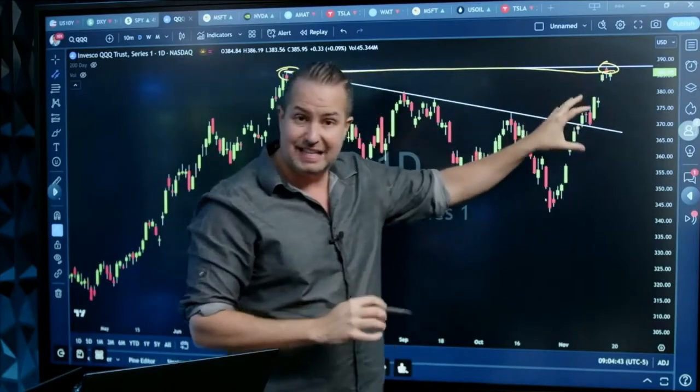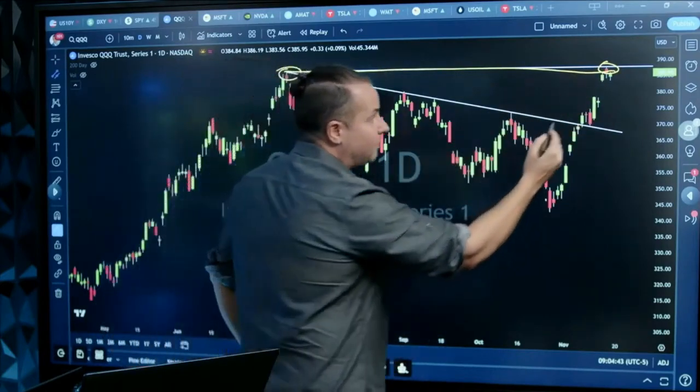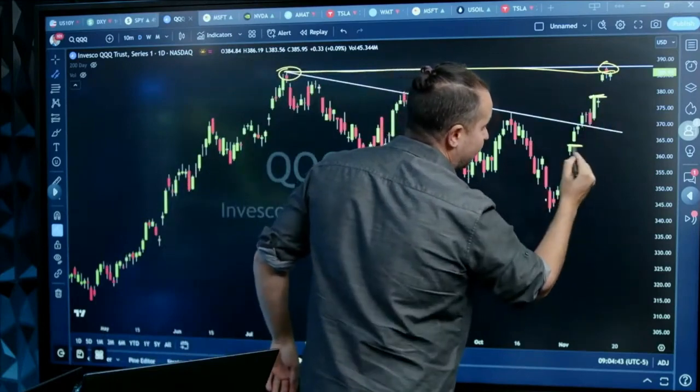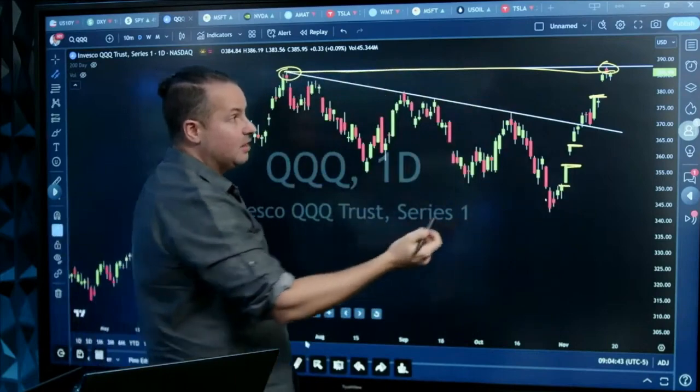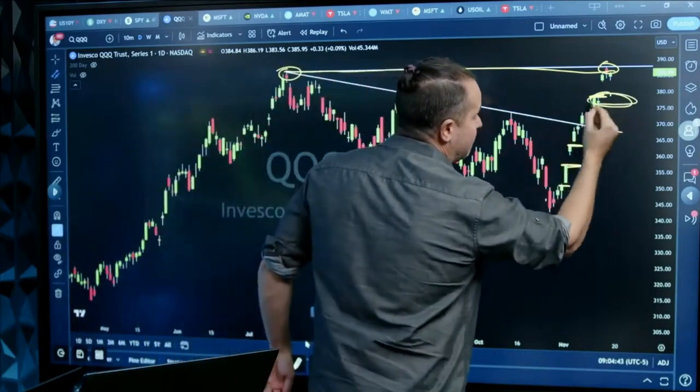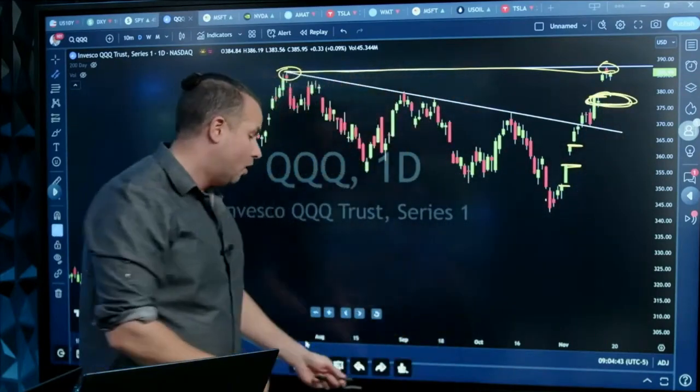Let's see, is this the beginning of the back test of some of these gaps? Because we have a gap here, we have a gap here, we have a gap here. We have gaps all the way back down. I think in the very least, the NASDAQ needs to come back and fill this area in right in here.